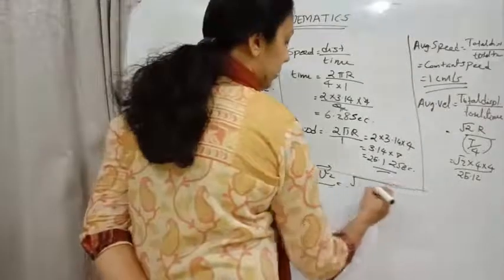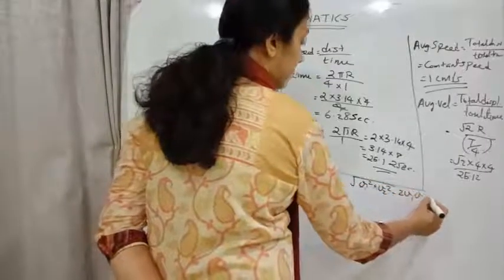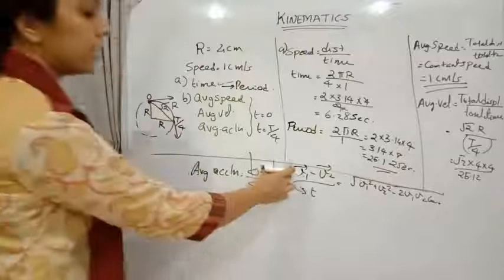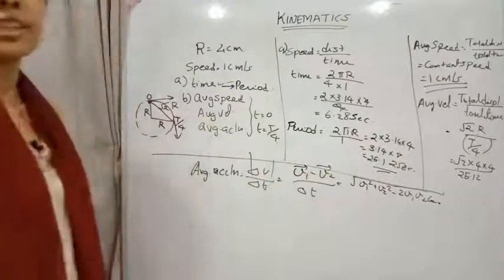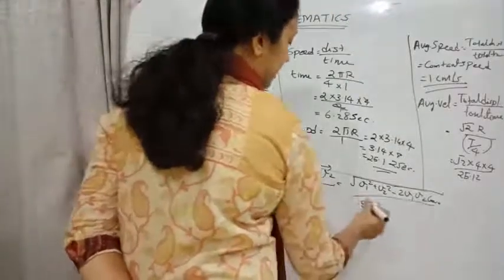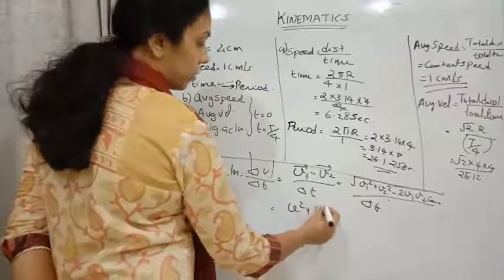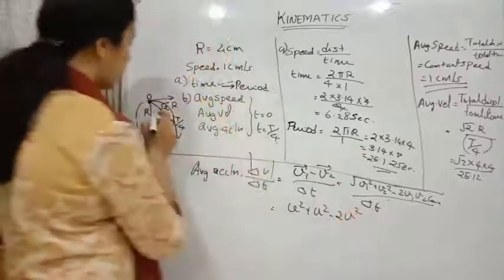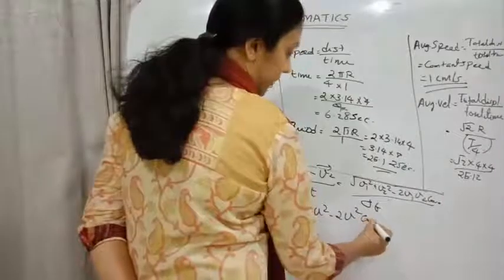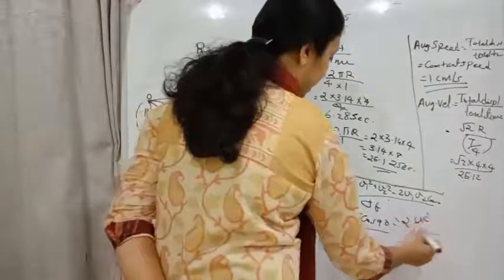Root of V1 square plus V2 square minus 2V1 V2 cos theta, because we are subtracting these two vectors, therefore minus 2V1 V2 cos theta, divided by delta T. So here velocity is constant, V square plus V square minus 2V square. What is cos of the angle between V1 and V2? This is 90 degree. Therefore cos 90 is 0. Therefore 2V square divided by delta T.